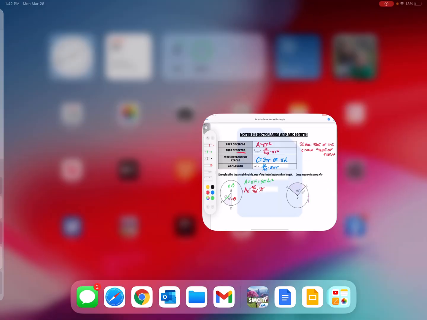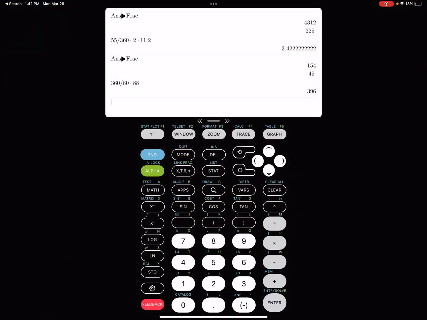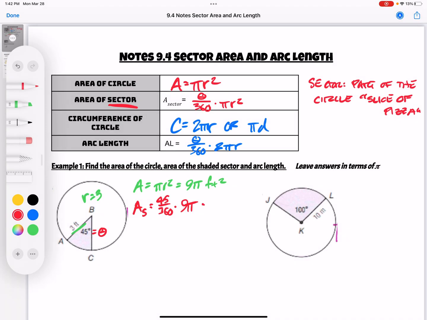Now follow along on my calculator. How I'm going to do that is I'm going to say 45 divided by 360 times 9. Gives me this number. I want it as a fraction, so I'm going to do math, enter, enter, and I have 9 over 8. Now, in this, I'm going to put 9 pi over 8. All my answers are going to be in terms of pi. So pi is always going to be in the answer. So when I do the calculator, I do everything but pi in the calculator, knowing that I'm going to write pi eventually. My arc length here is 45 over 360 times 2 pi times 3.